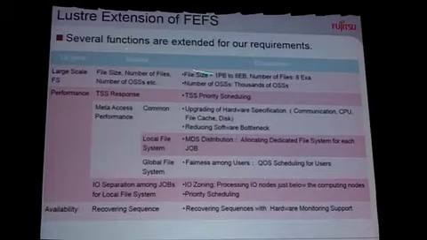Here is a summary of several functions extended for our requirements. Our main targets are a large-scale file system and performance availability. For the large-scale file system, file size, the number of files, the number of OSTs, etc., are greatly expanded. We also have performance for the local file system and distribution. And in the global file system, QoS scheduling for users is supported.